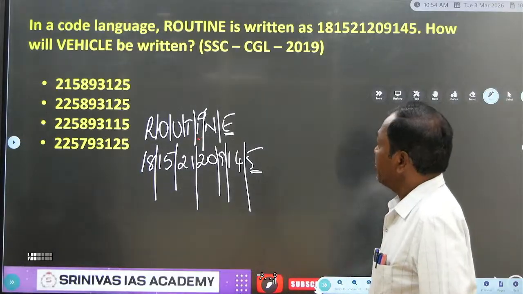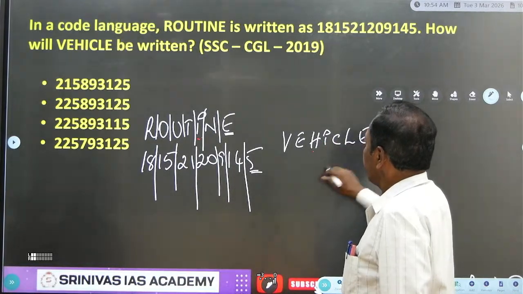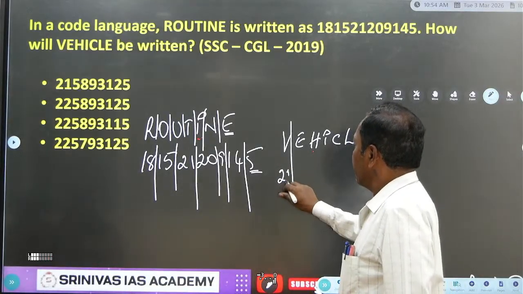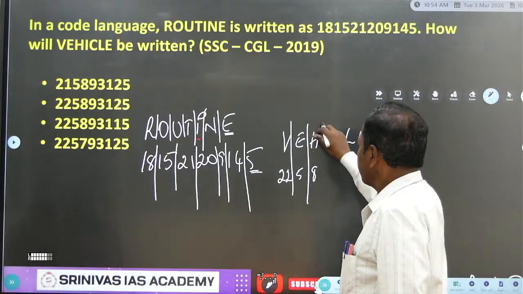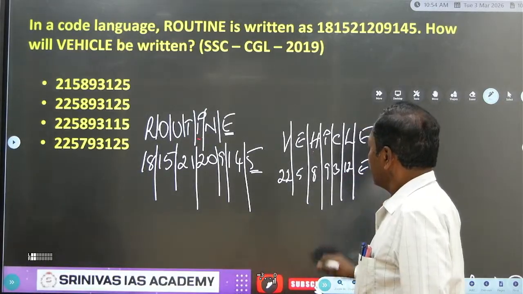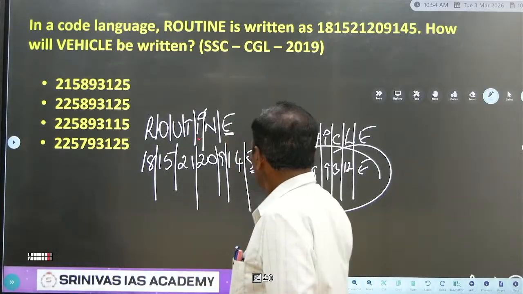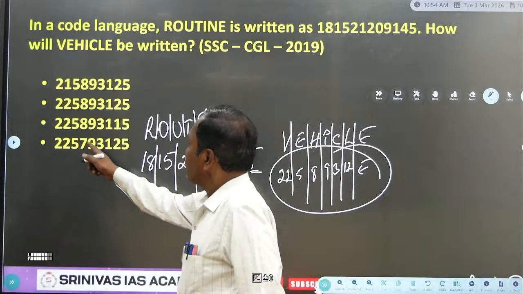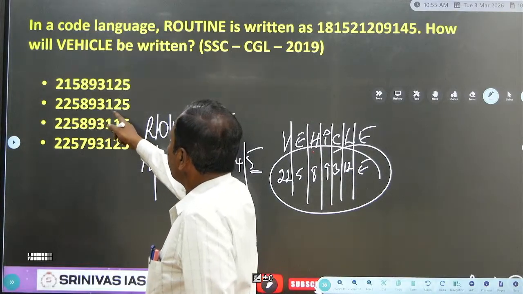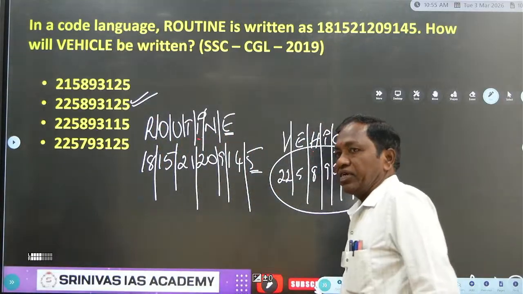Right, now we can solve for vehicle. V-E-H-I-C-L-E, vehicle. V is 22, E is 5, H is 8, I is 9, C is 3, L is 12, E is 5. So 22, 5, 8. The last letter is 5 for everything. 22, 5, 8, 9, 3, 12. Option B, right? Very confusing seeing the options.